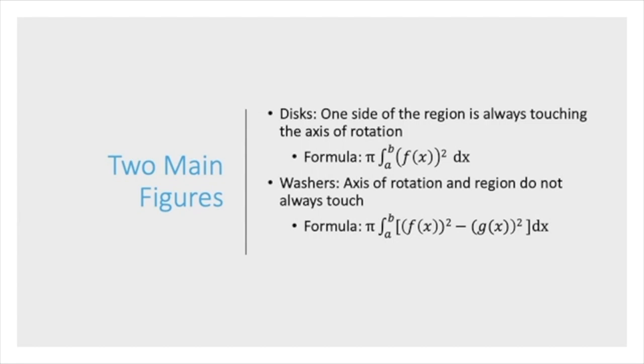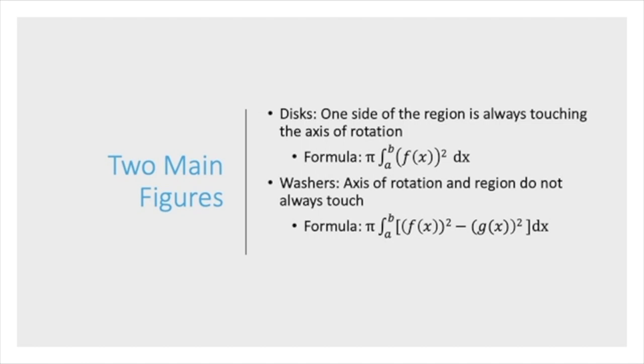So for disks, disks are when one side of the region is always touching the axis of rotation. So for example, this would occur when f of x equals x squared, on the interval from 0 to 4, for example, and it is always going to be touching the x-axis. So if you were to rotate about the x-axis, it would form a disk.